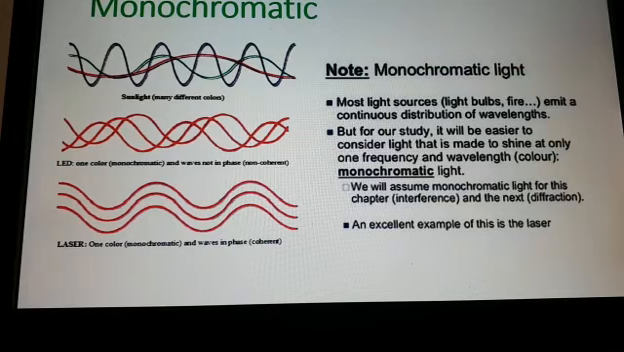Next, what do you mean by monochromatic light? Monochromatic means a single frequency light wave. Most light sources emit a continuous distribution of wavelengths. But for our study it is easier to consider light that shines at only one frequency and wavelength. Light that has only one frequency is called monochromatic light. The best example of monochromatic light is laser light.